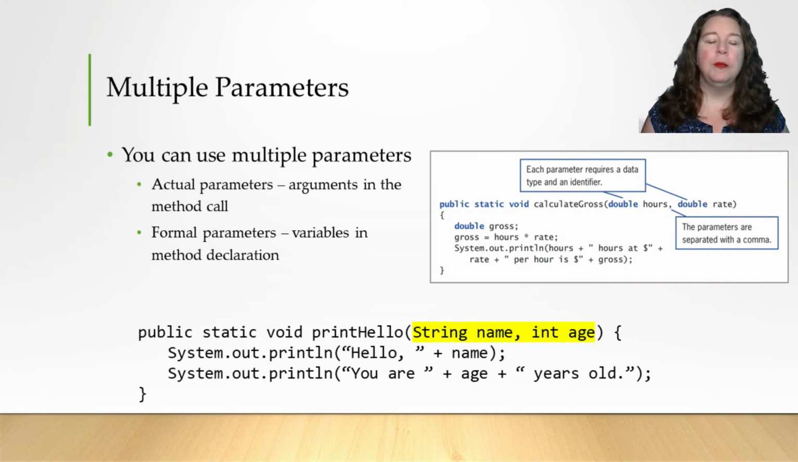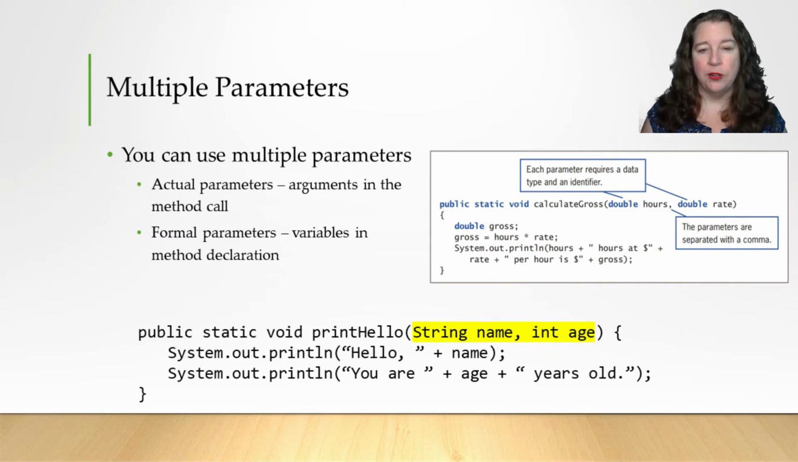Most of the time, people understand those as the same thing. You just call them parameters and you move on with your life. But for the purposes of understanding terminology, I need you to understand actual are the ones that you're using inside the method call, and formal are the ones in the method declaration.